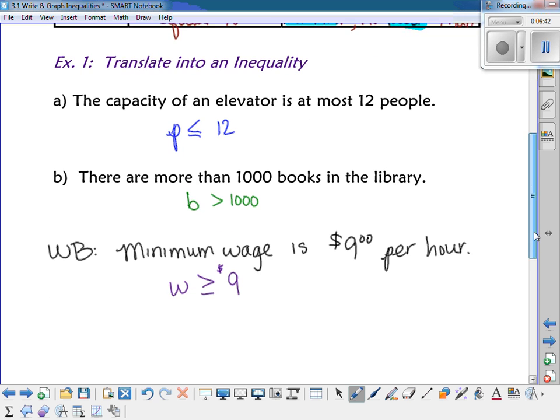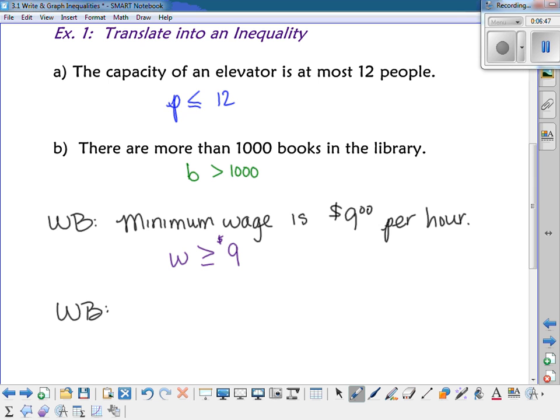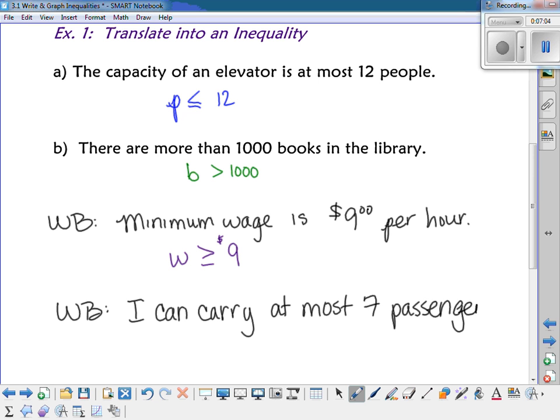All right, and here's another one for you to try on your own. I can carry at most 7 passengers in my car. Pause the video and write an inequality for this situation.